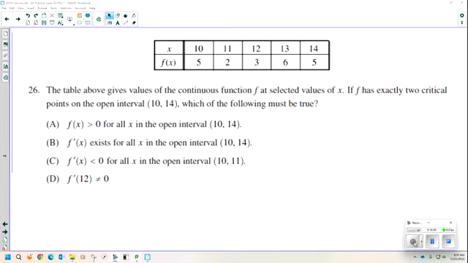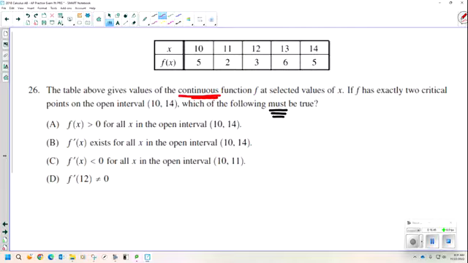Number 26. Oh, I love graphs and tables and charts. Oh my. Let's take a look at what 26 has to offer. The table above gives values of the continuous function f at selected values of x. If f has exactly 2 critical points on the open interval from 10 to 14, which of the following must be true? Must means not could be true, but must be true every single time.